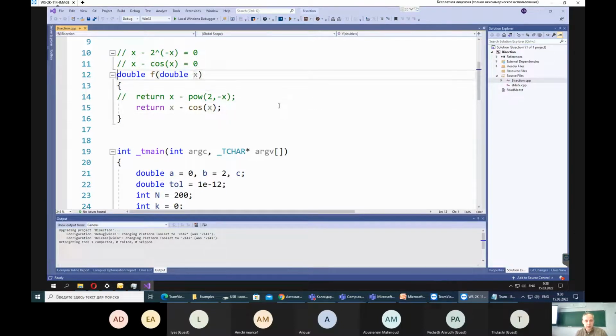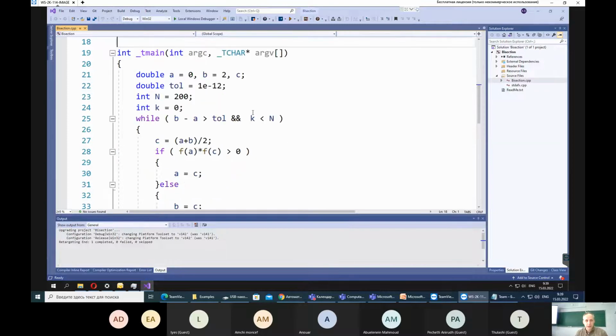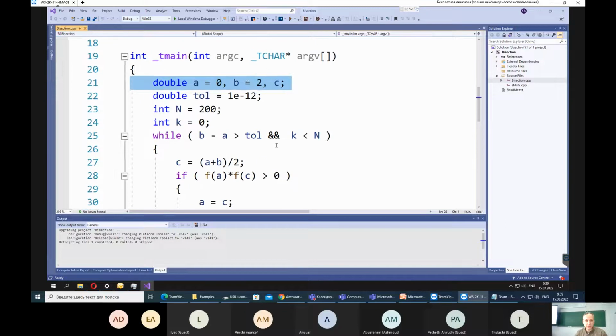We should write this function that takes x as a parameter and returns the value of the function x minus cosine x. And after that, the function that implements the bisection method. Here in this implementation, the method is implemented in the main function, not as a separate function, but just in main.